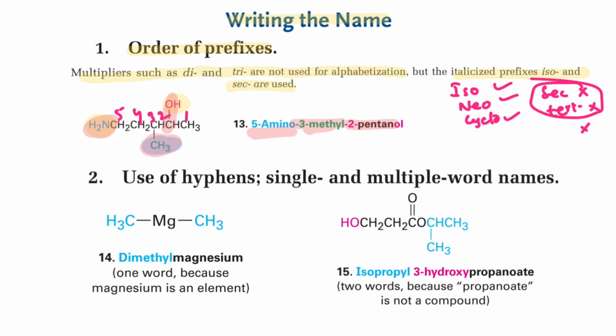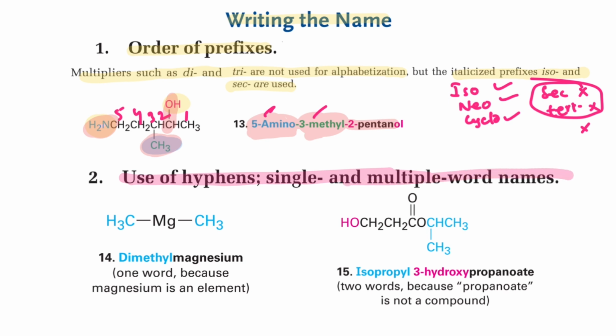Similarly, what are these? Prefixes order. So 2, 3 different prefixes means substituents are present. What are the substituents here? Amino and methyl. Then alphabetical order is followed here: A first, then M. Alphabetical order is followed. Next one, use of hyphens, single and multiple word names.